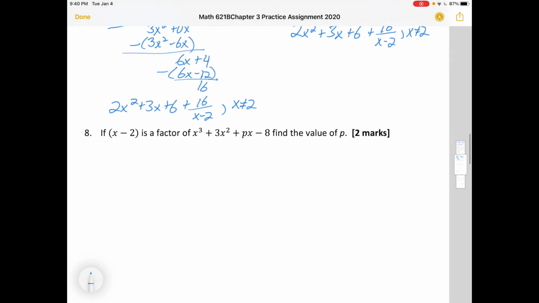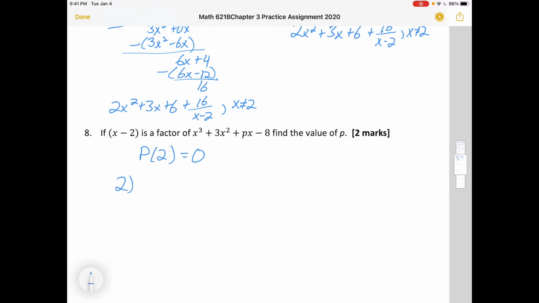Next one says, if x minus 2 is a factor of this, find the value of p. Well, if x minus 2 is a factor, we'd put in 2 for x. And if it's a factor, then we would get 0. So that's what it's telling us. If you put in 2 to this function, then you should get 0. Put in 2 for x.